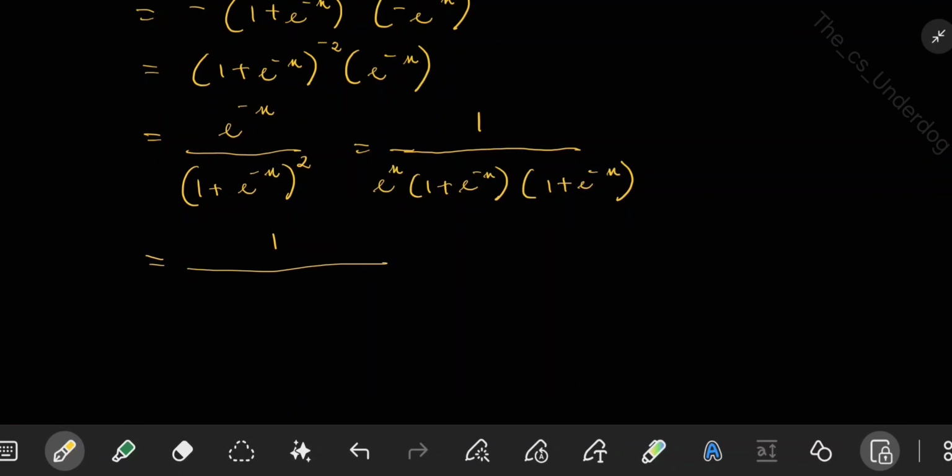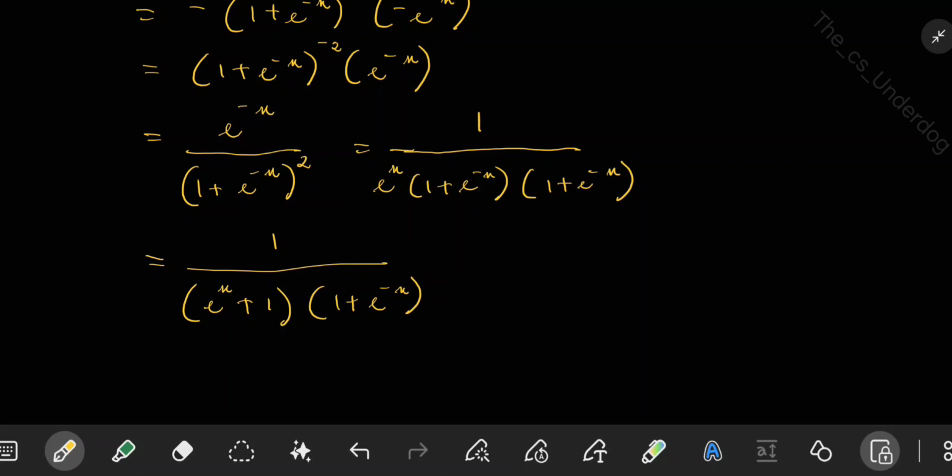Then what happens? 1 by, I'm taking this e power x, I'm going to multiply with this. Then it becomes e power x plus, what is e power x into e power minus x? It will be 1. So e power x into e power minus x means e power x into 1 by e power x. This will be 1. So these two will cancel out. This will be e power x plus 1 into the other term will stay as it is, 1 plus e power minus x.